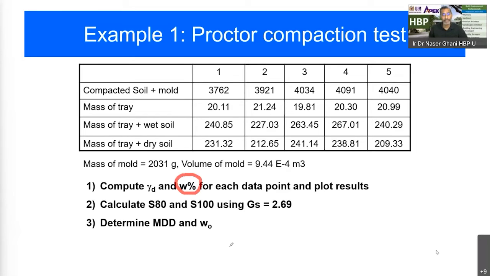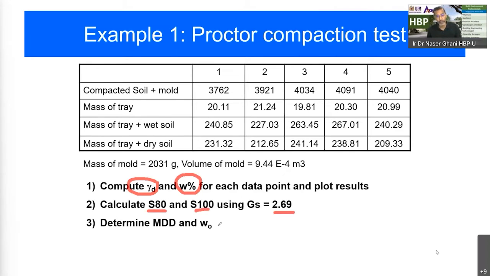So in this exercise or example, it says compute gamma dry and water content. Water content is straightforward, I already mentioned just now. You take a sample, weigh it, put it in an oven, come out, weigh again, then you get the difference. That is the percentage of water inside the sample. The gamma dry, there will be some calculation, I'll show you. And the second one is calculate the 80% saturation line and 100% saturation line using specific gravity of 2.69. Later on, we'll look into that.